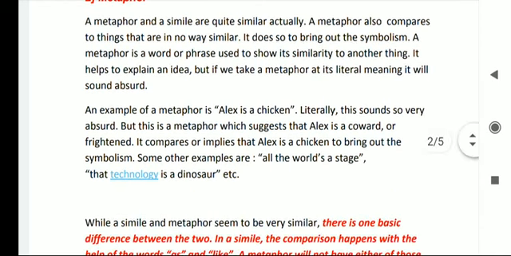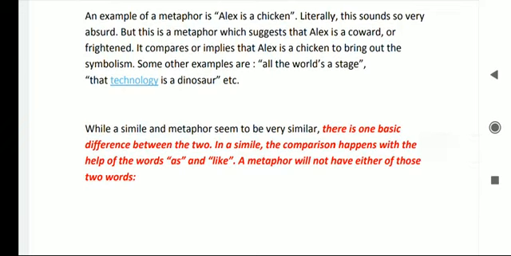An example of metaphor is "Alex is a chicken." Literally, this sounds very absurd. But this is a metaphor which suggests that Alex is a coward or frightened. It implies that Alex is a chicken to bring out the symbolism. Some other examples are: all the world is a stage, that technology is a dinosaur, etc.